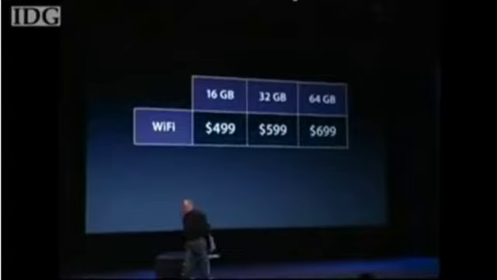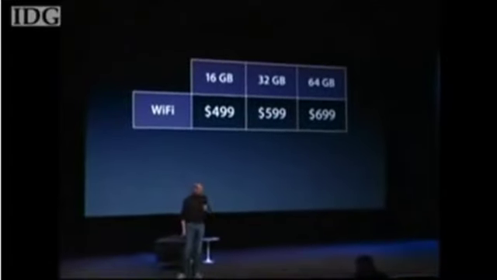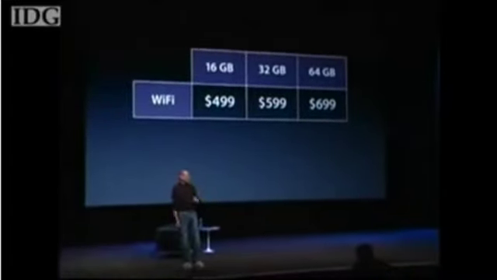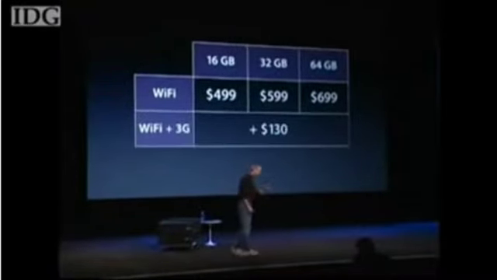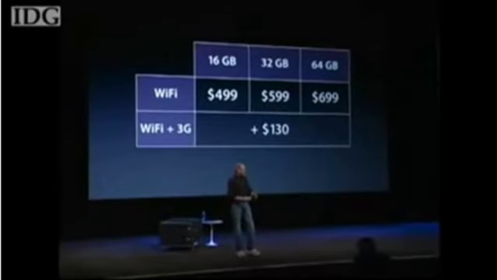For 32 gigabytes, it's $100 more. And for another $100 beyond that, you get 64 gigabytes of storage. The 3G models cost an extra $130 to build in the radios.